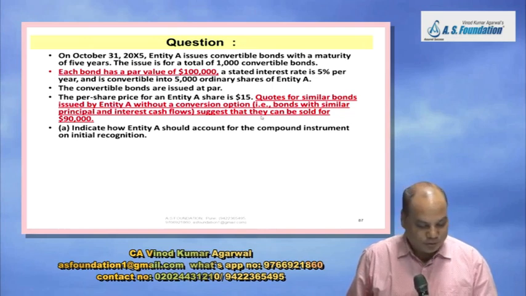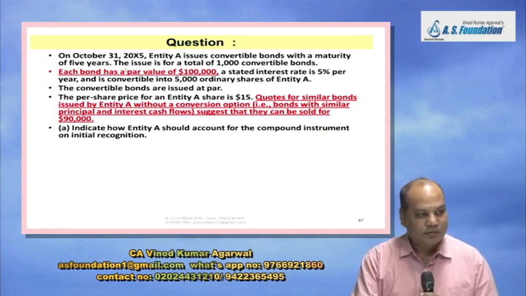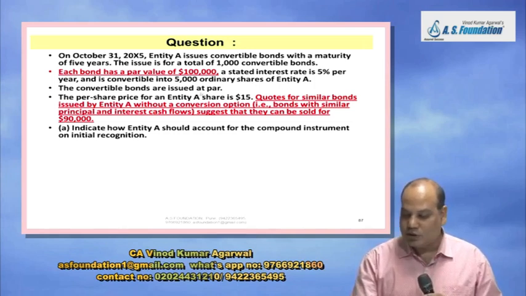On 31st October 20X5, entity A issues convertible bonds with a maturity of 5 years. The issue is for a total of 1000 convertible bonds. Each bond has a par value of $1 lakh. The stated interest rate is 5% per year, convertible into 5,000 ordinary shares of entity A. The convertible bonds are issued at par, meaning they have received $1 lakh per instrument. The per share price for an entity A share is $15.